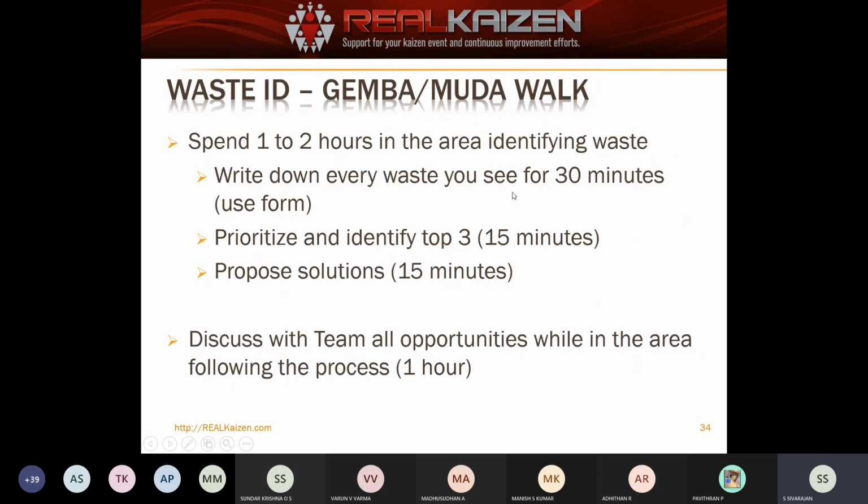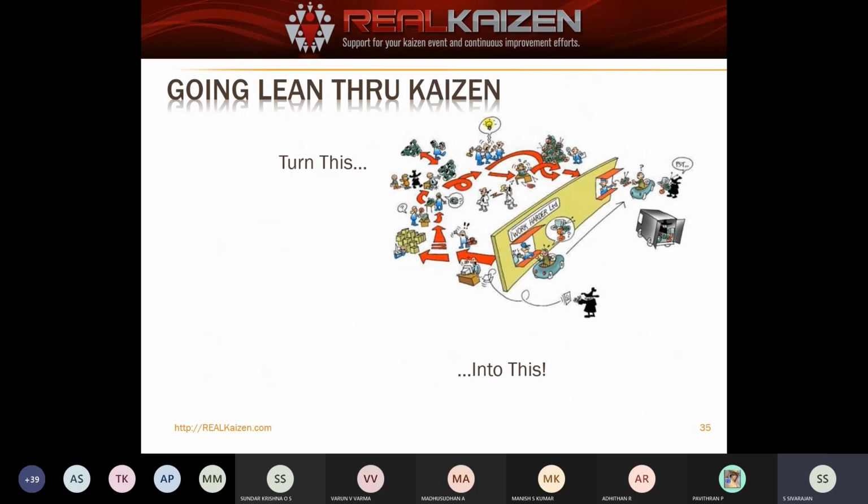Write down every waste you see for 30 minutes, prioritize and identify the top 3, and then propose solutions. Discuss with your team all opportunities while in the area, following the process. So this is called Muda walk. Just go through the factory, spend 1 to 2 hours, identify the waste, and then try to make some improvement.